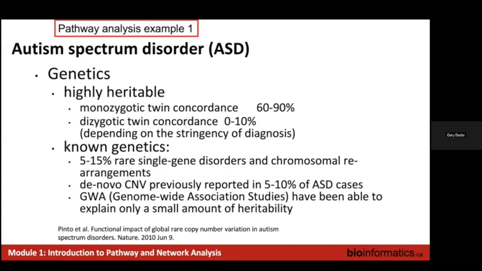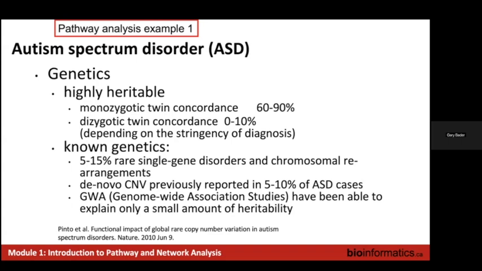Autism spectrum disorder has an important genetic component. It has over 60% concordance in identical twin studies. At the time that this project was published, in 2010, about 5 to 15% of the genetics could be explained by rare gene disorders. But people had started to realize that a lot of the autism spectrum disorder phenotype could be explained by de novo copy number variants. So they'd started discovering these.